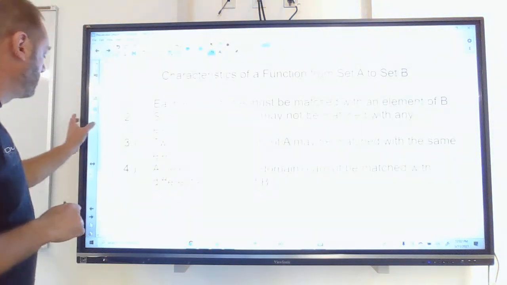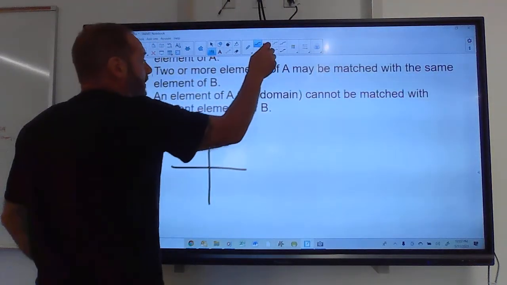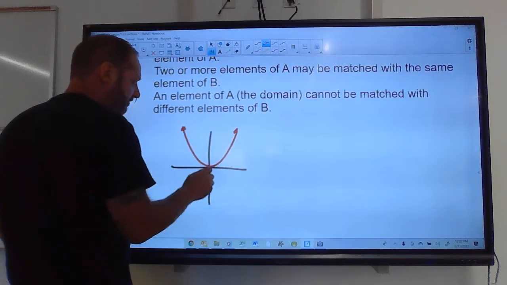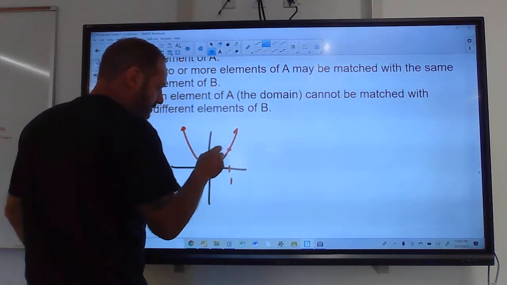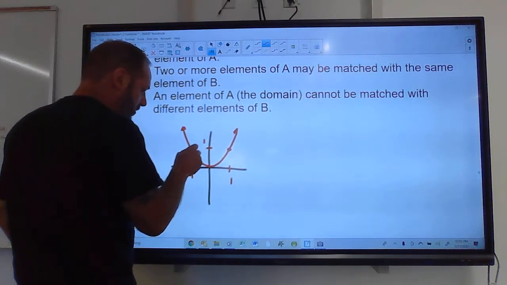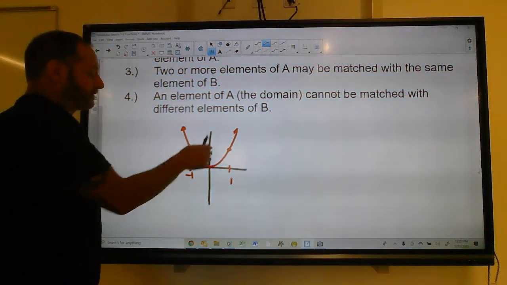So what would that look like? That would look like this. Like an x squared. So if I take 1 squared, I get 1. But if I take negative 1 and I square it, I also get 1. That's okay, that's a function. It passes the vertical line test.